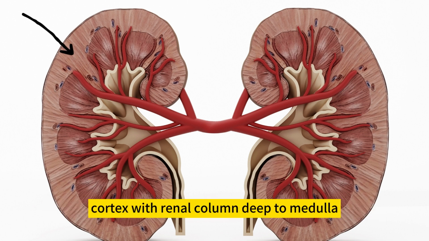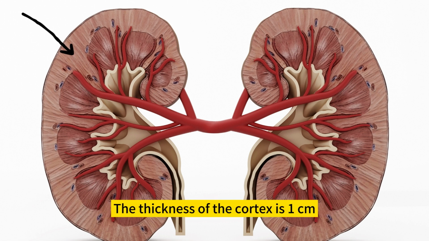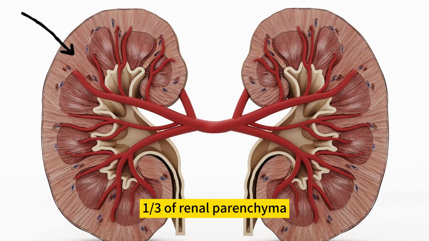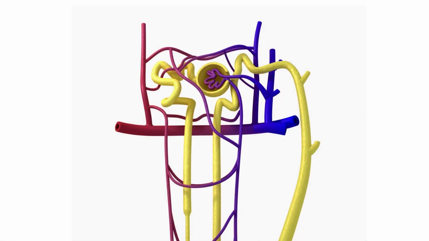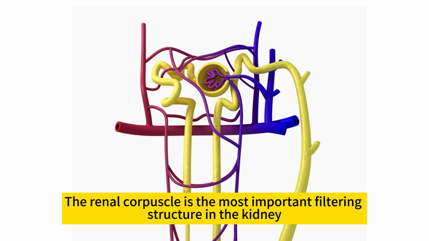The cortex extends with renal columns deep to the medulla. The thickness of the cortex is 1 cm, about 1/3 of the renal parenchyma. It is rich in blood vessels and reddish brown. Renal corpuscle. The renal corpuscle is approximately spherical. The renal corpuscle is the most important filtering structure in the kidney.